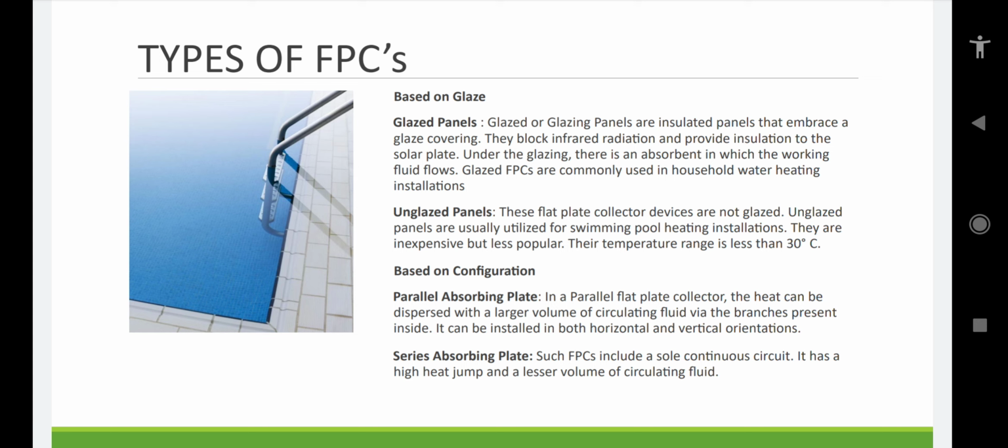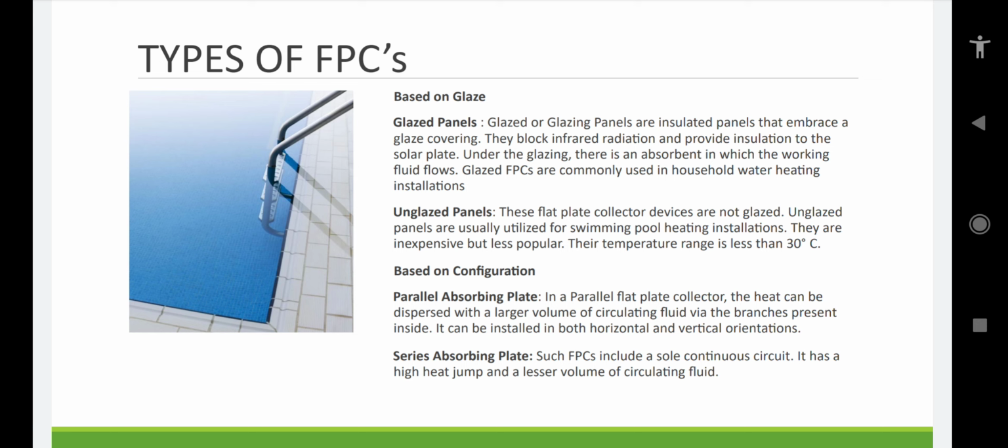And unglazed panels, these flat plate collector devices are not glazed, and these panels are usually utilized for swimming pool heating installations. They are inexpensive but less popular. The temperature range is less than 30 degrees Celsius. These are mainly used in swimming pools, to heat the water in the summer season or at night times. And when it comes to configuration, here we have parallel and series.